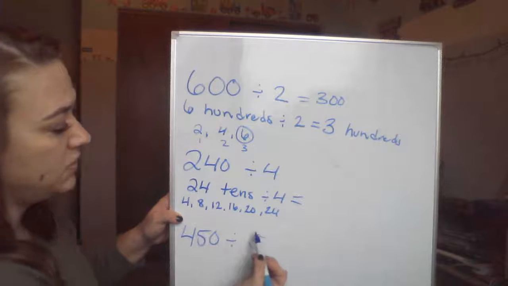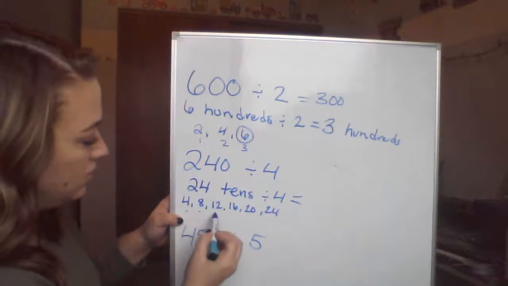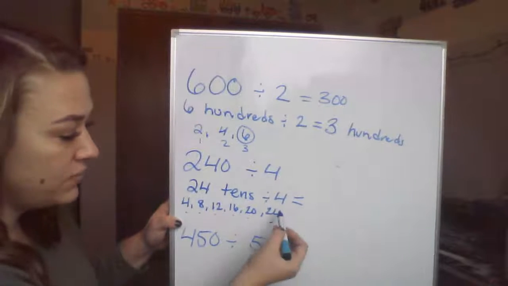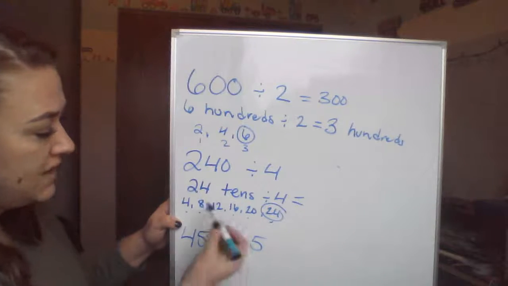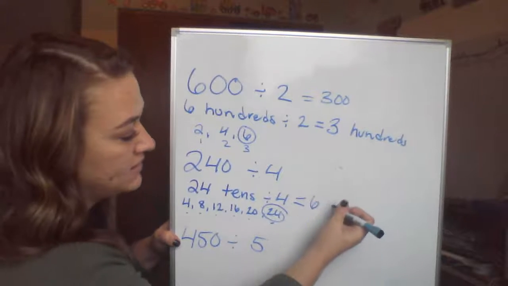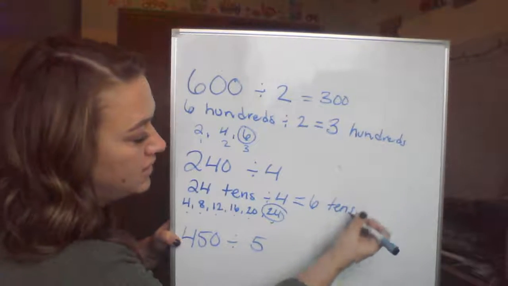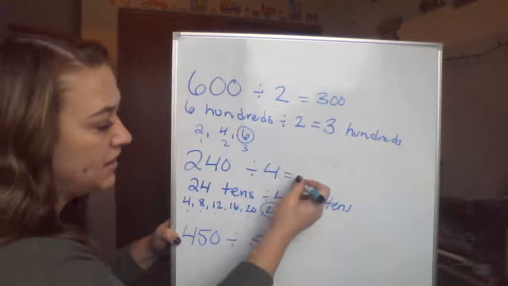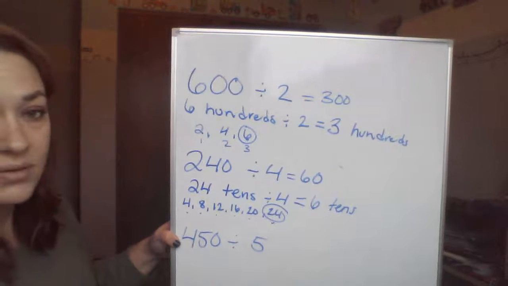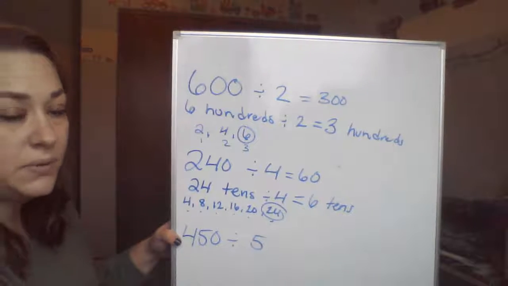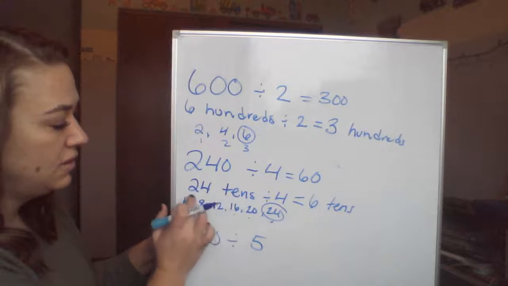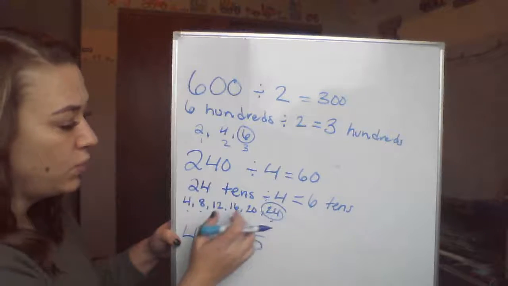So how many groups were we able to make? 1, 2, 3, 4, 5, 6. Oh, 6 times 4 is 24, right? So 24 divided by 4 is going to give me 6 tens. If I have 6 tens, I know that's going to give me 60. Okay? So if we rewrite it in just that word form, 24 tens, we can look at 24 and 4.